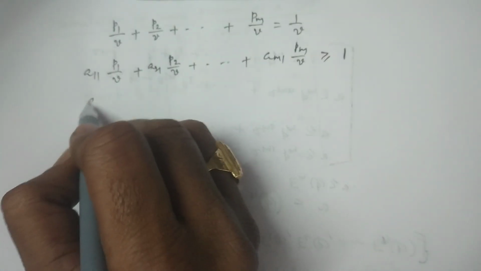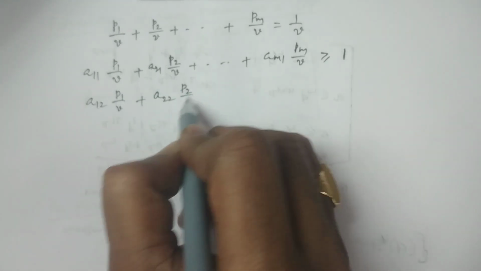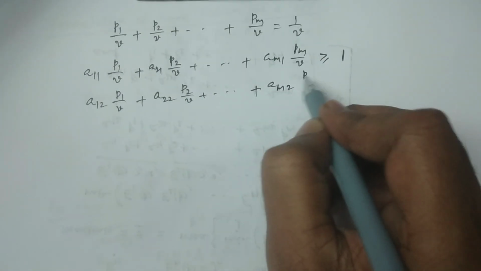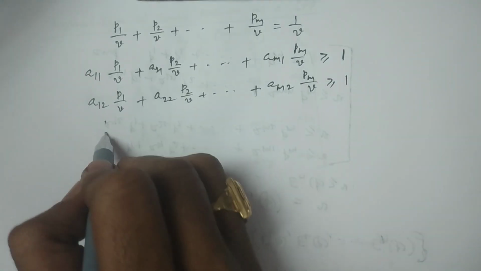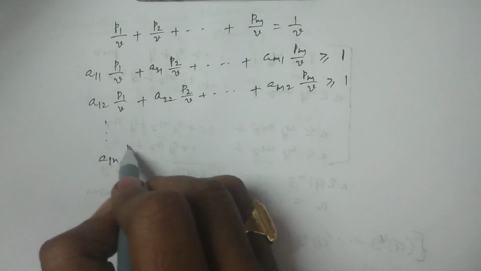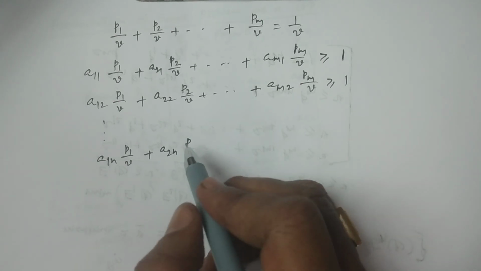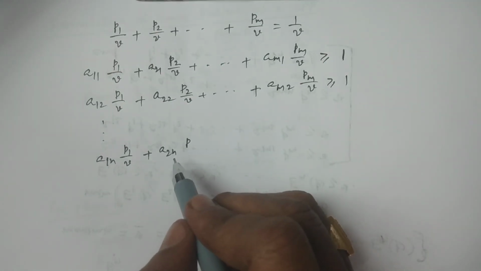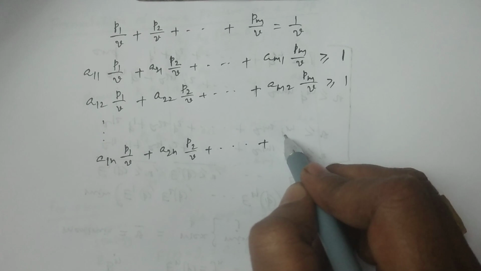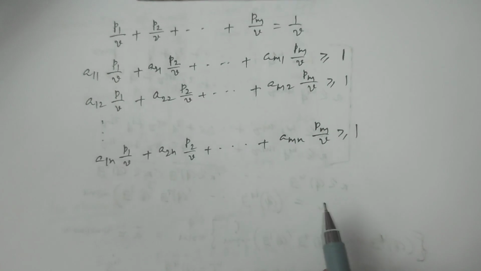And similarly the second one, A12 P1 by mu plus A22 P2 by mu plus and so on, I'm sorry, AM2 Pm by mu, which is greater than or equal to 1. Similarly and so on. The last one, A1n P1 by mu plus A2n P2 by mu and so on plus Amn Pm by mu is greater than or equal to 1, mu by mu is 1, right?